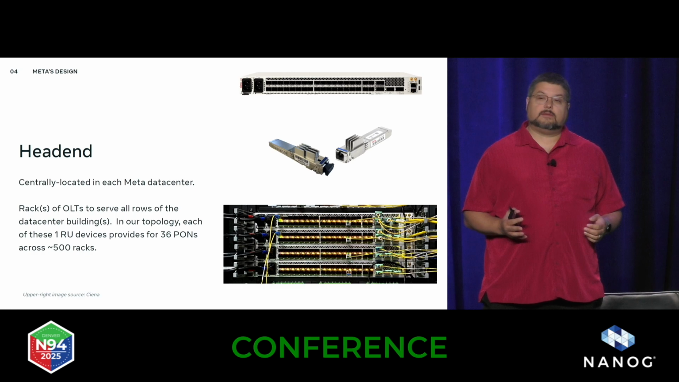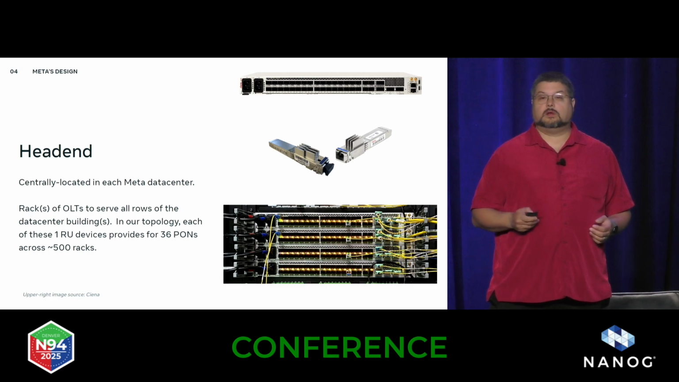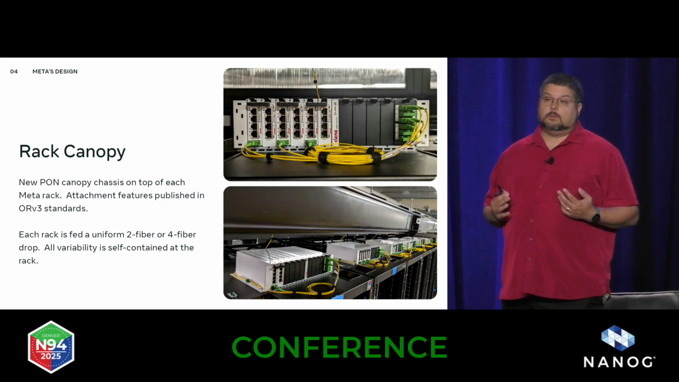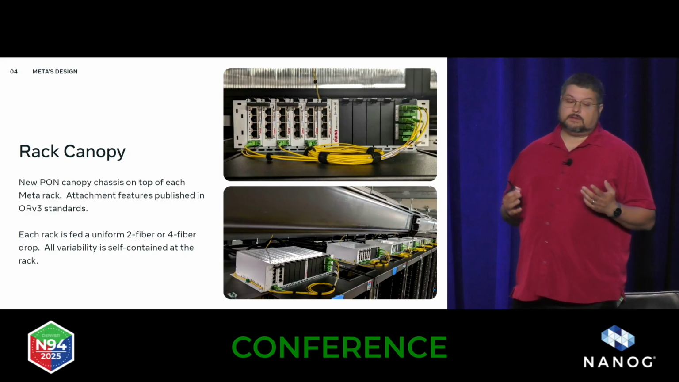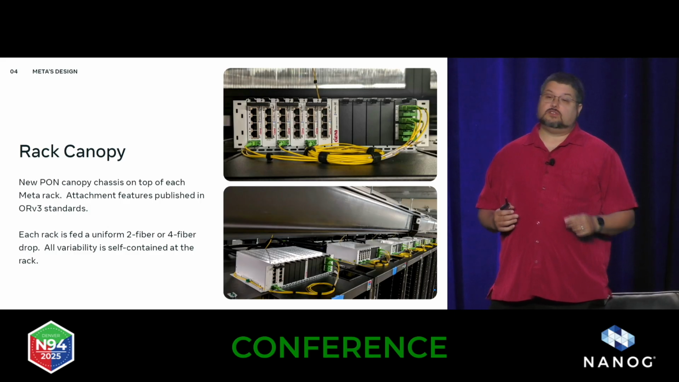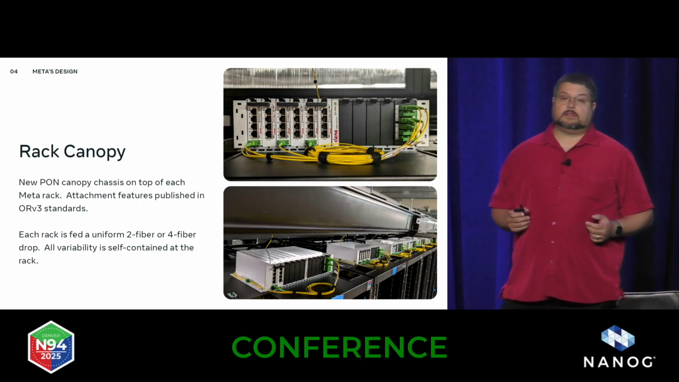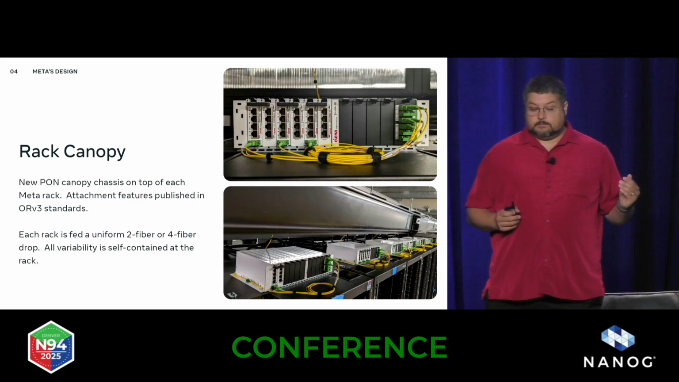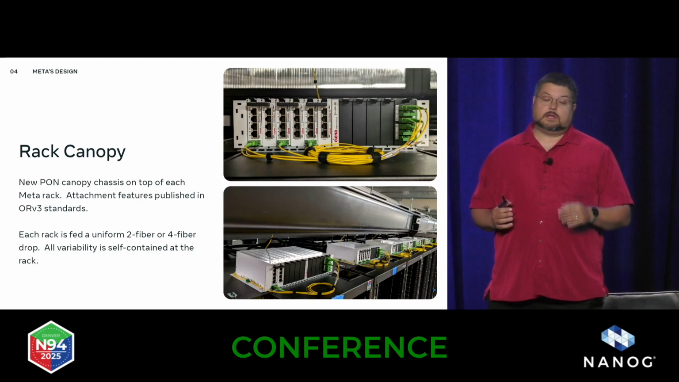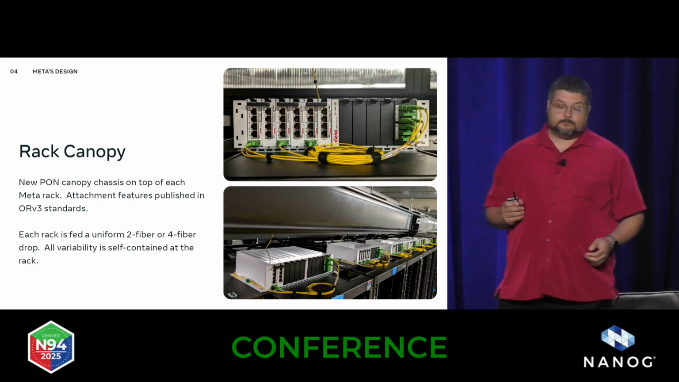For us, it's about 500 racks from a single one of these 1RU devices. Now, at the top of the rack, we have what we call our Canopy Chassis. This chassis is able to use unused space in our data centers. You see it's not that much unused space between the top of the rack and the first cable tray, but it's enough that we can fit this chassis in. And then in this chassis, we can have various modules like ONUs and console cards, as well as optical splitters.